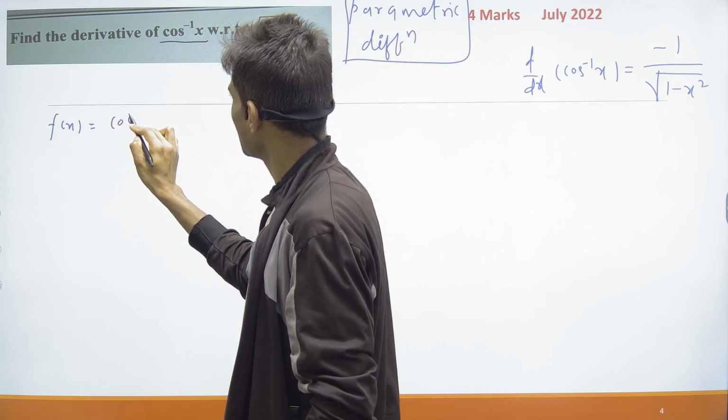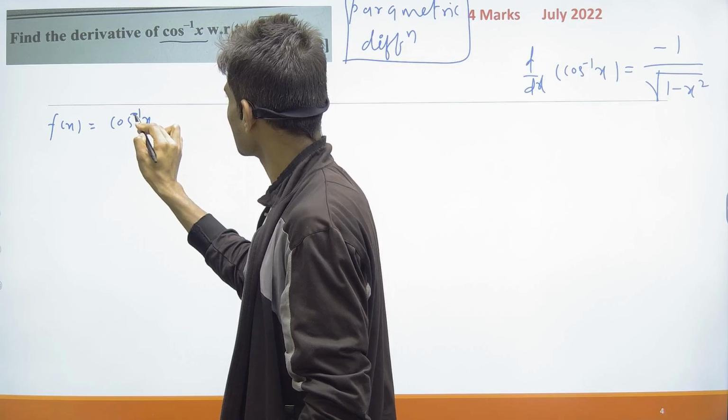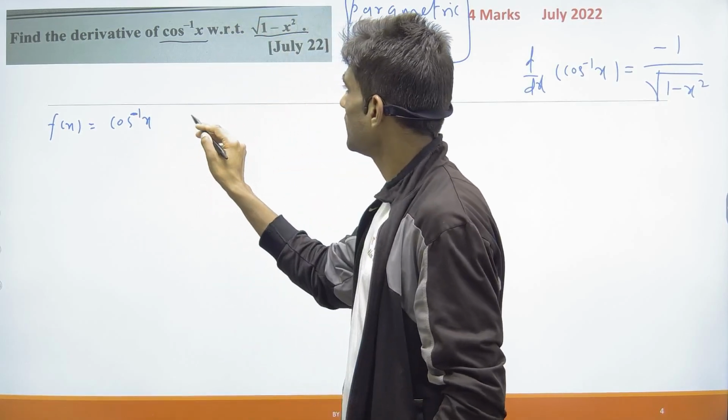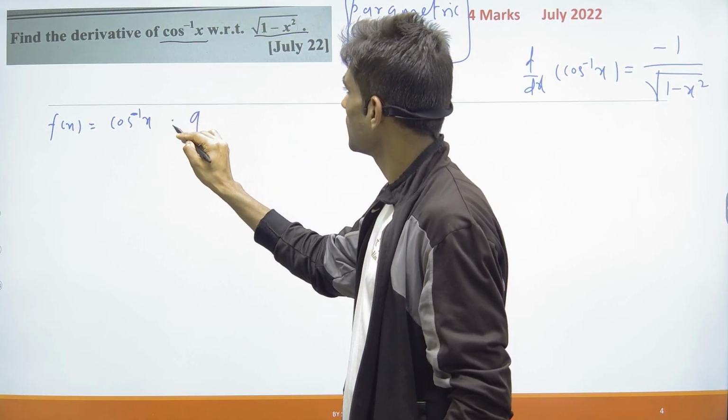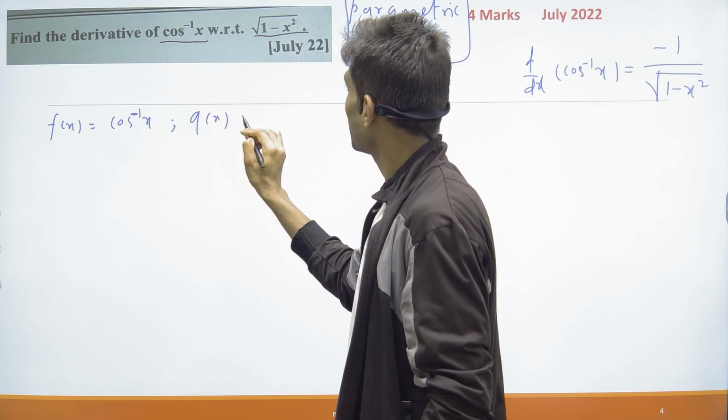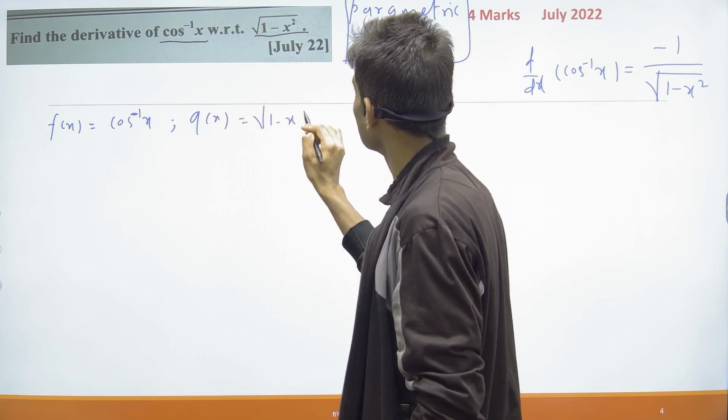Now consider the first function f of x as cos inverse of x, and another function g of x as square root of 1 minus x square.